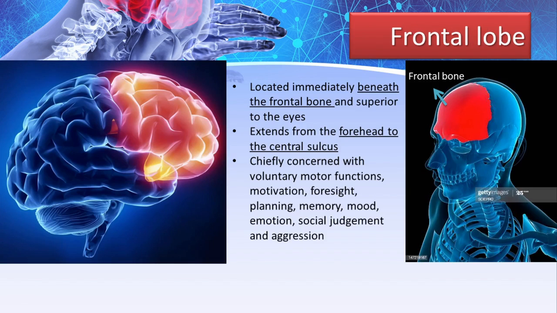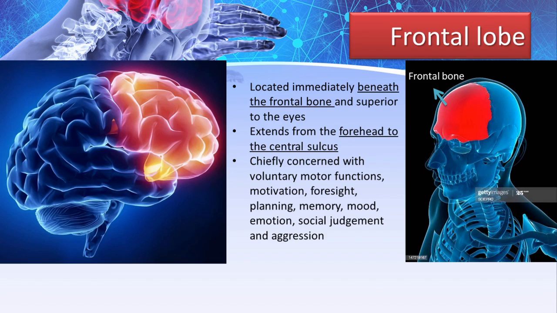First, let us see the details of the frontal lobe. The frontal lobe is located immediately beneath the frontal bone of the skull and superior to the eyes. You know that the human skull is made up of different pieces of bones, and each bone is given a name based on the part of the brain near to which it is located.